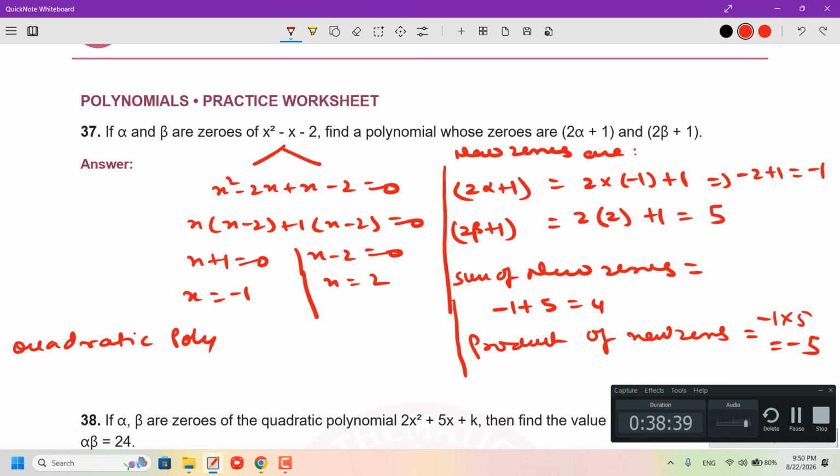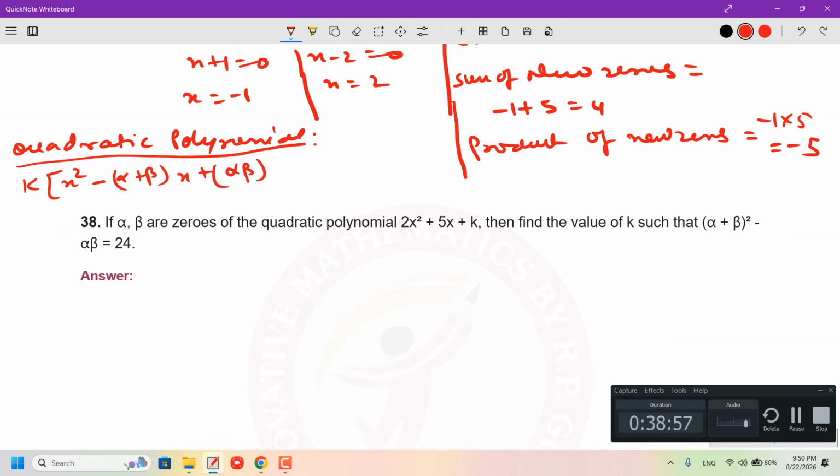Now quadratic polynomial is k x square minus sum of zeros into x plus product of zeros. So this one is x square, sum of zeros is minus 4x minus 5.